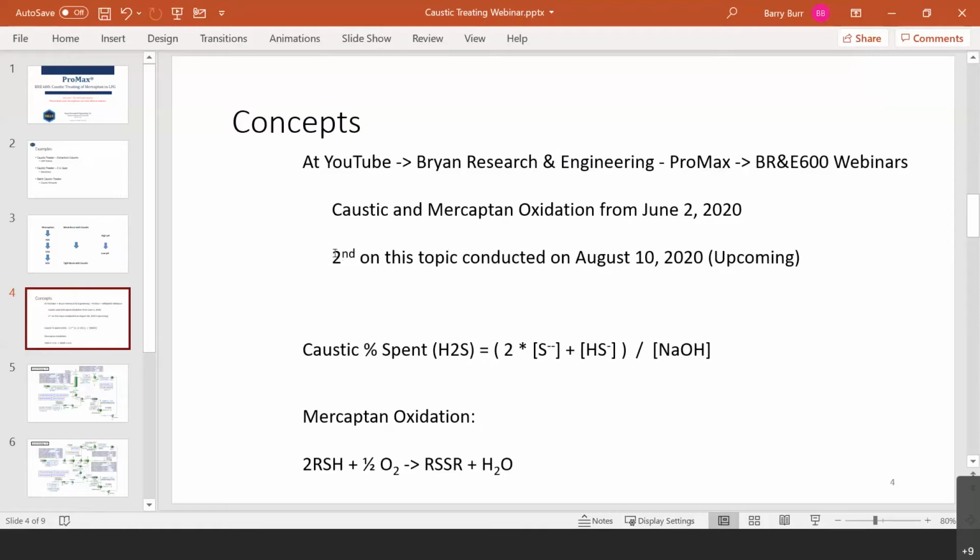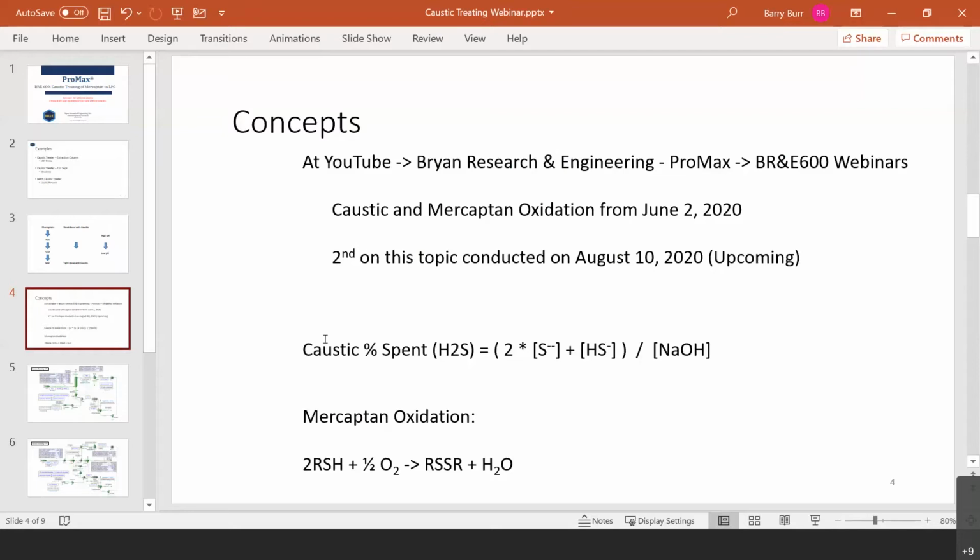But I find that in caustic treating, there are a couple of concepts that are necessary to understand, especially when we're trying to measure how much caustic is left available for utilization. And there's a concept called the percent spent of the caustic. And you'll never find a really definitive equation for percent spent for caustic. And I think the reason is because it's a percent spent based on what? Is it percent spent based on how much mercaptan is occupying the caustic? That would be a different equation than the one I'm showing here, which is the percent spent based on H2S capacity.